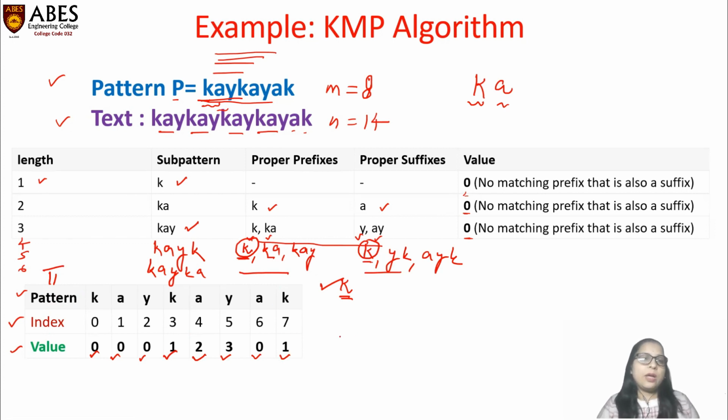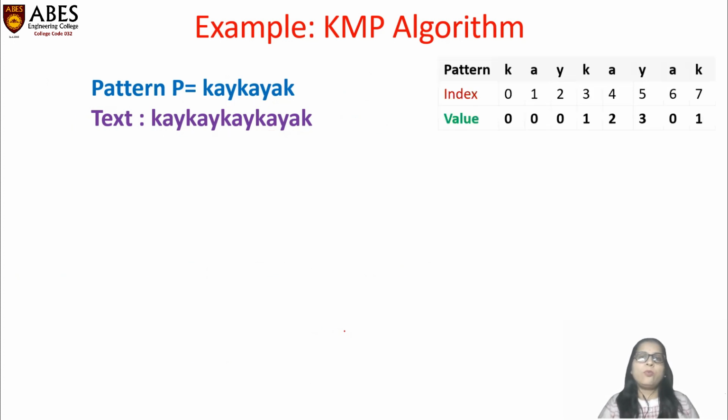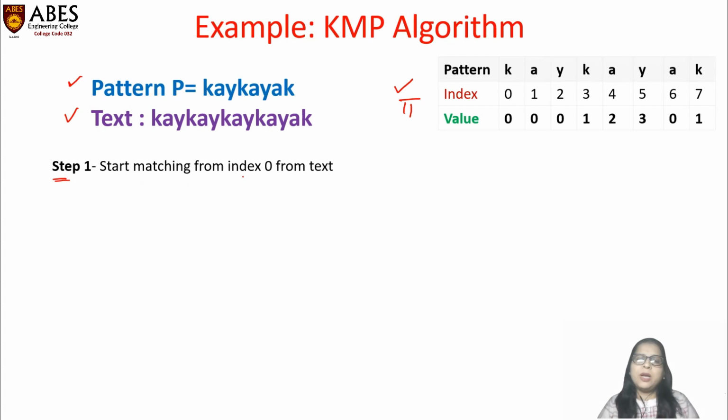So now, the first step is prepared. That is, pre-processing has been done and we have made the pi table. Now we move to the next part. So this is our pattern, this is our text, and now the pi table is prepared. So we start the very first step, the matching, similar to the matching that we used to do in naive string matching. So it starts from index 0 of the text.